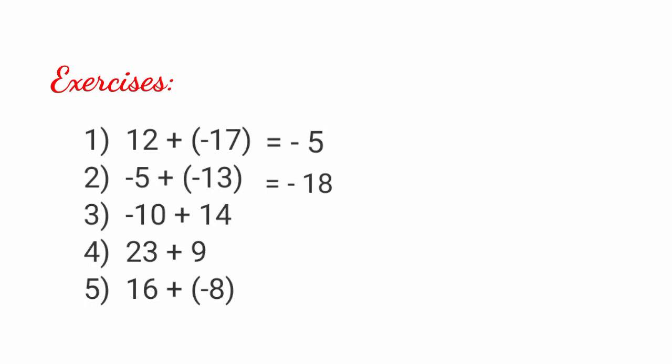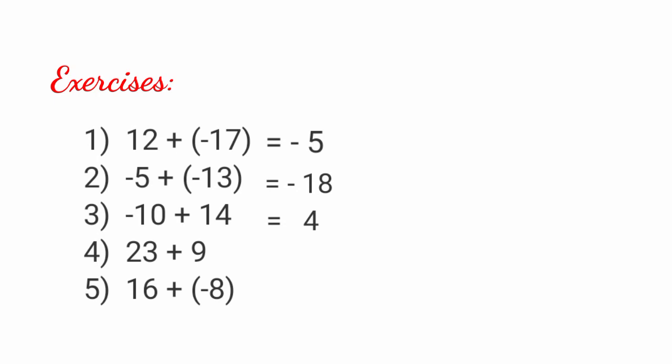We are now on number 3, that is negative 10 plus 14. Since they have different signs, we will be using rule number 2, wherein we will subtract the numbers. 14 minus 10 is equal to 4. Now the sign of 4 will be based on the larger number, which is 14. Since 14 is positive, our final answer should also be positive 4.